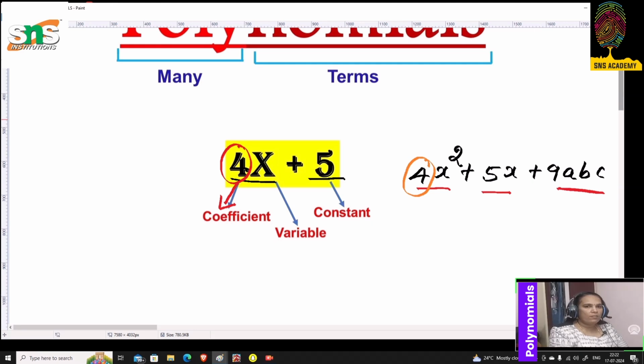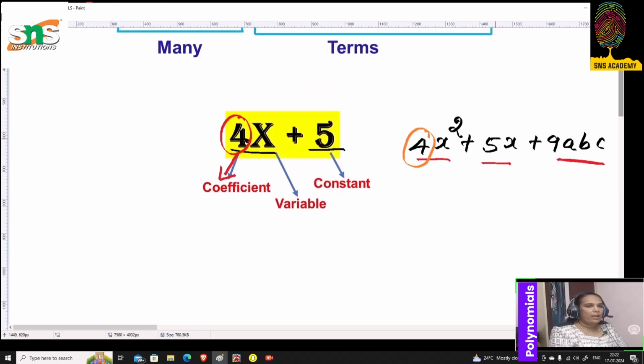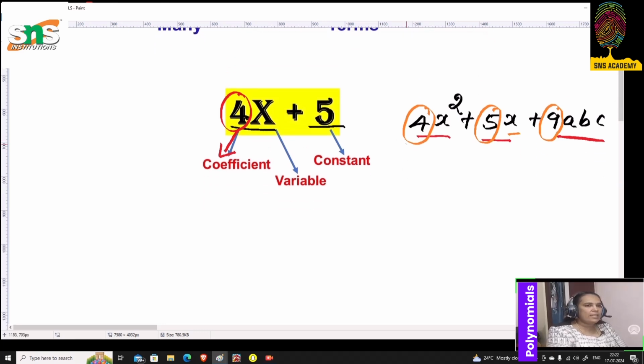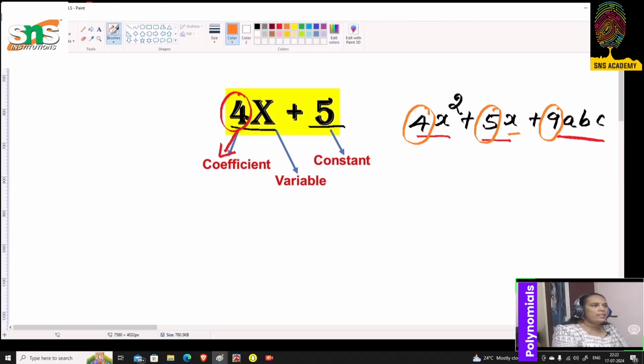When you mention the coefficient, you always have to say it with a sign. And 5 is the coefficient of x, and 9 is the coefficient of a, b or c. So here are the terms we learned: coefficients, variable, constant, and one more, the terms. In an algebraic expression, as I said in the last class, I can use any variable with any power. That is algebra. And one more name for the algebraic expression is polynomial.